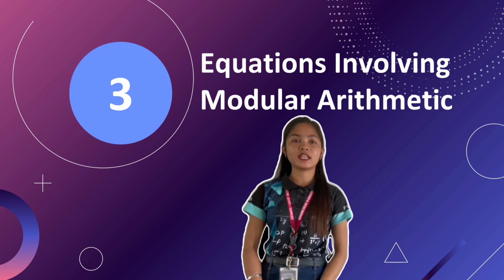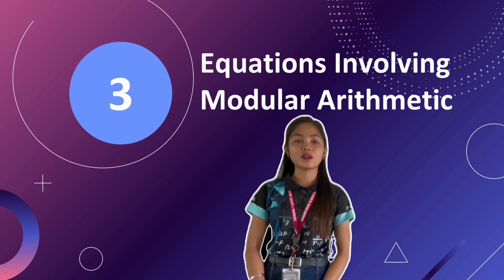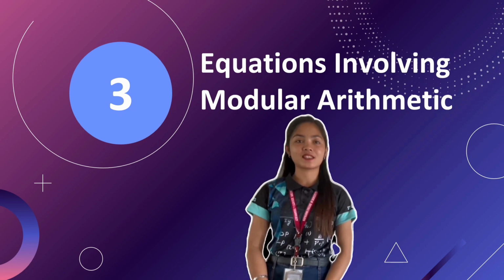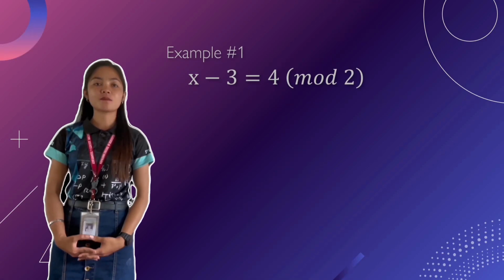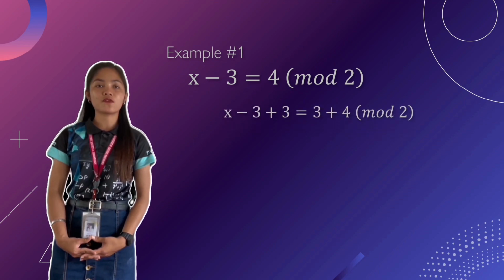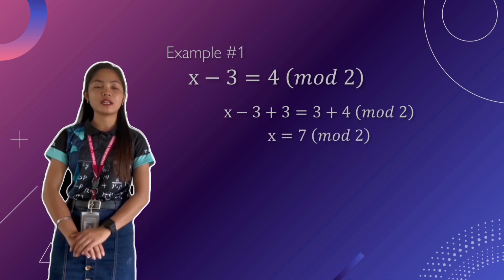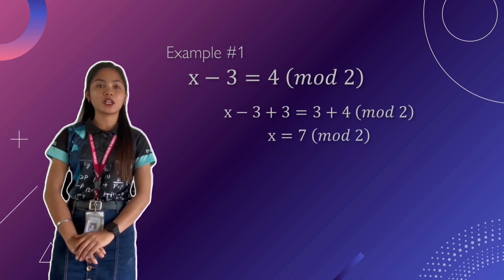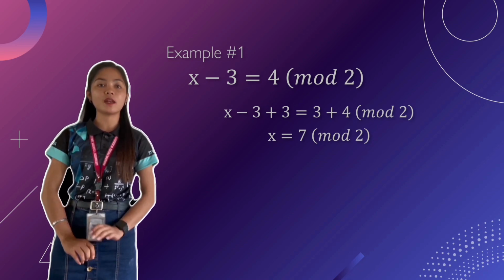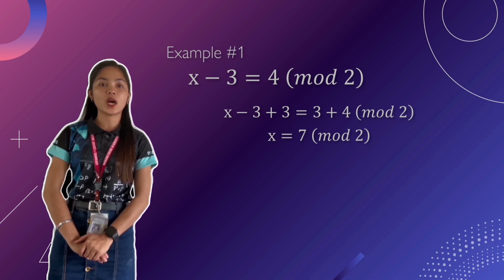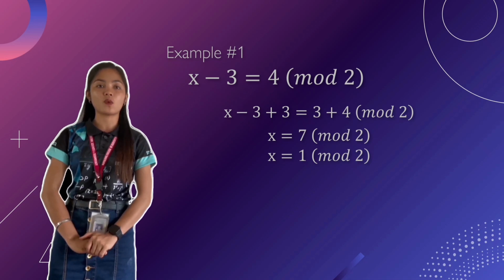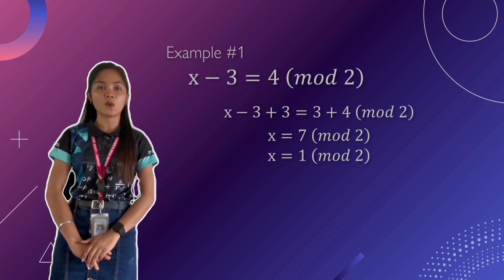Since we are done with the properties of modular arithmetic, we will proceed to equations involving modular arithmetic. Example number 1. x minus 3 is equal to 4 mod 2. So, x is equal to 3 plus 4 mod 2. We are going to use here the addition property of equality. So, x is equal to 7 since 3 plus 4 is equal to 7, then mod 2. So, x is equal to 1 mod 2, since 7 divided by 2 is 6 with the product 6. So, 7 minus 6 is equal to 1. That's why it will become x is equal to 1 mod 2.